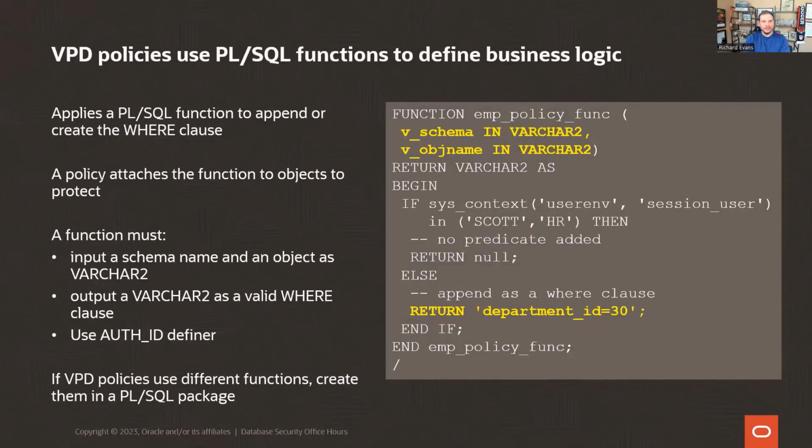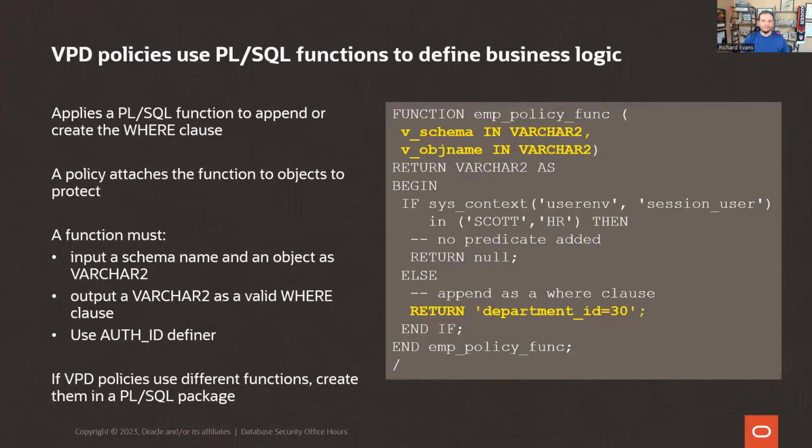So if you look on the right-hand side in yellow, we've got 2 inputs that the function for a VPD policy takes. It has to take the schema name and the object name. You can give them different variable names instead, but it takes these two in as varchar2s, and then it returns a varchar2 as well.